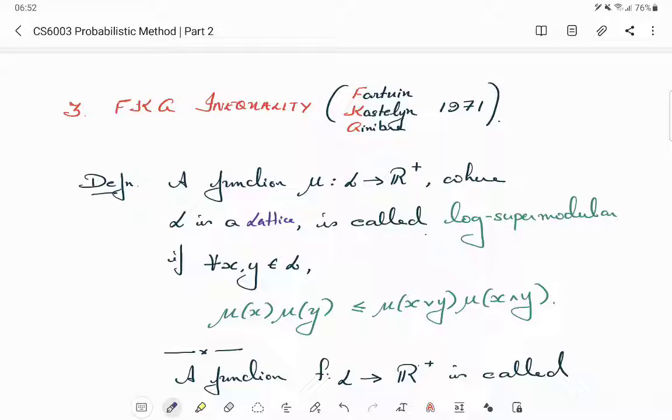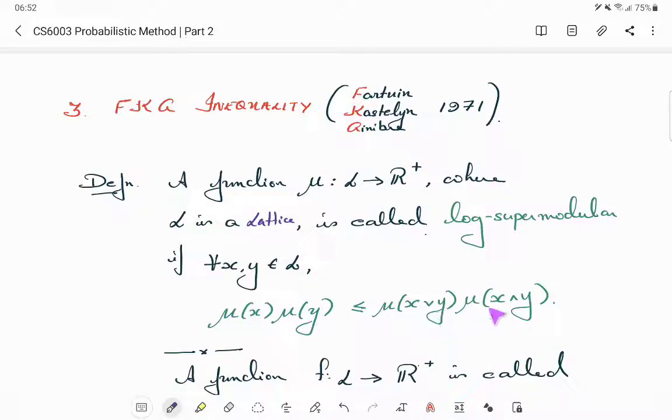So if your memory already has the premise of the four functions theorem for lattices, this is exactly that, with mu taking the role of all four: alpha, beta, and gamma. Okay, but why is this called log supermodular?